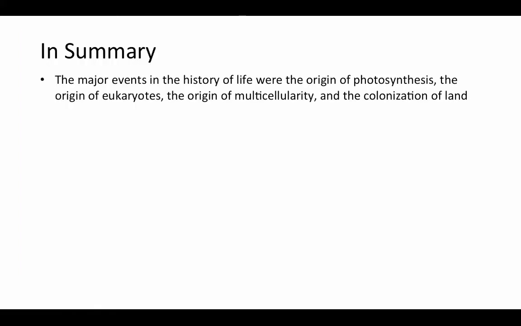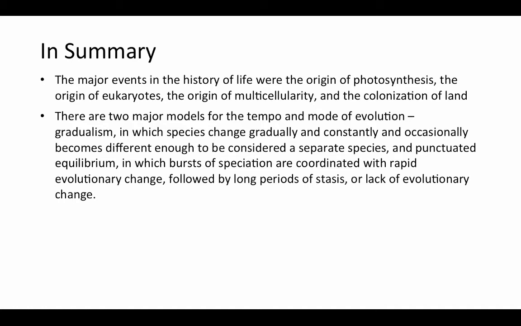So now let's summarize. The major events in the history of life were the origin of photosynthesis, the origin of eukaryotes, the origin of multicellularity, and also the colonization of land by the different groups. There are two major models for the tempo and mode of evolution. Gradualism, in which species change gradually and constantly, and then occasionally become different enough to be considered a separate species. And punctuated equilibrium, in which bursts of speciation are coordinated with very rapid evolutionary change, followed by very long periods of stasis or lack of evolutionary change.